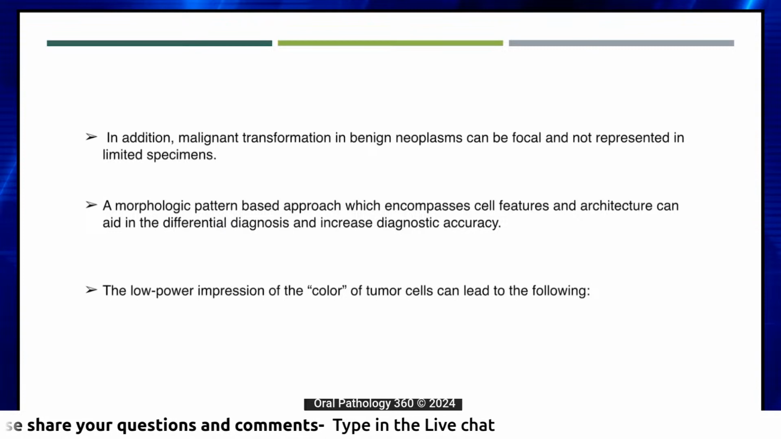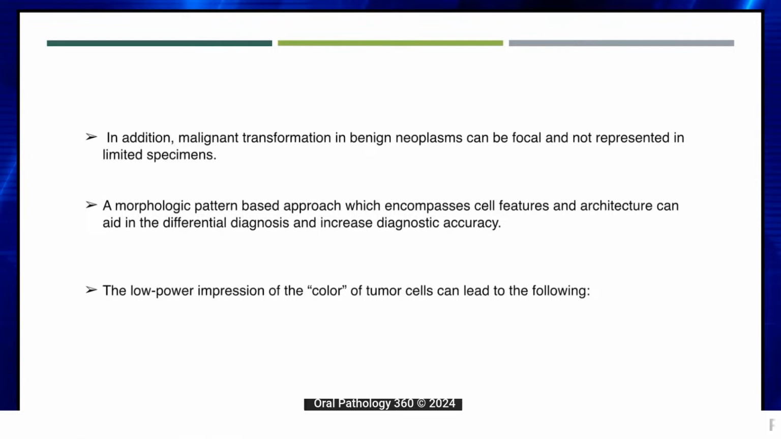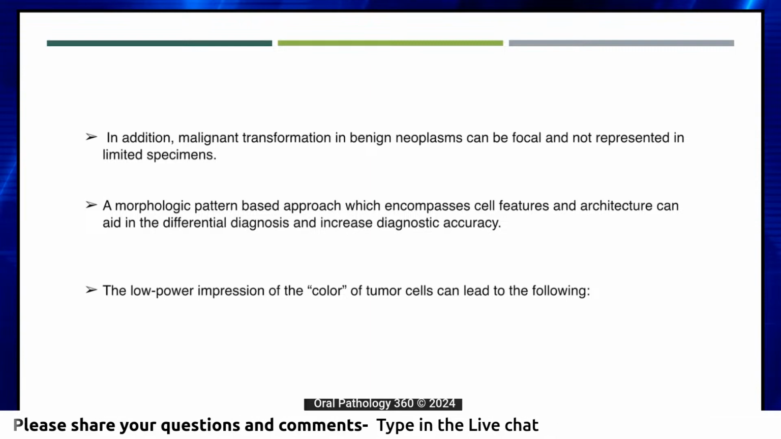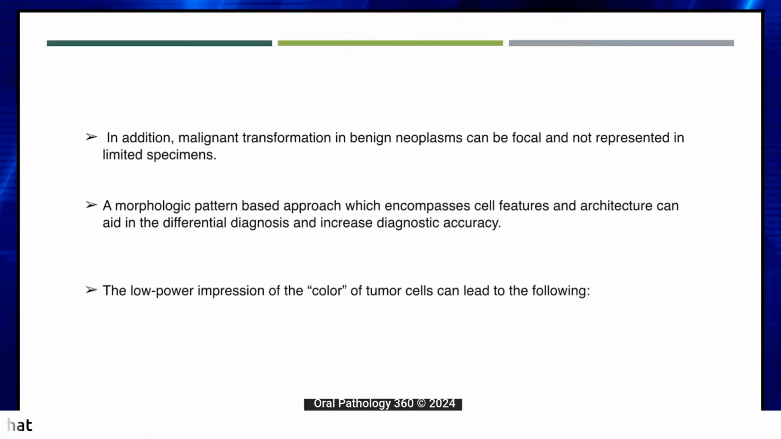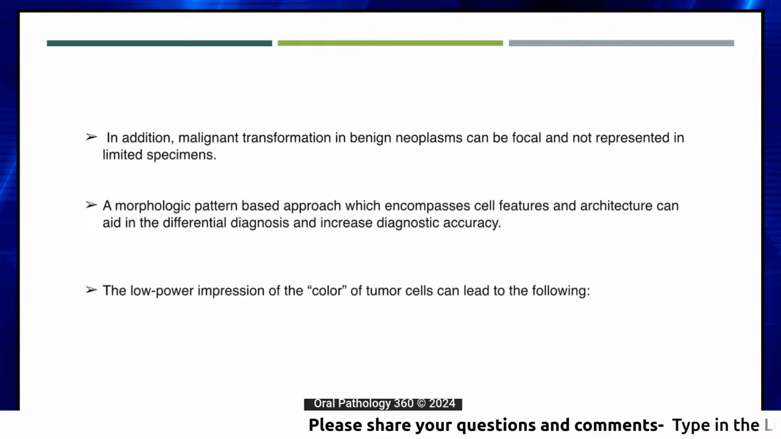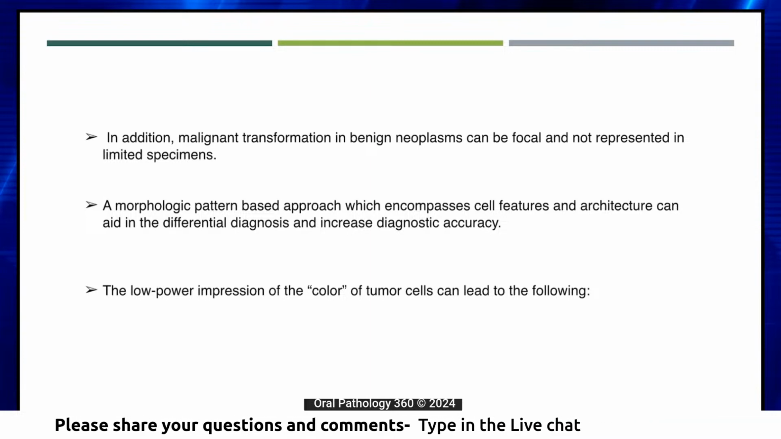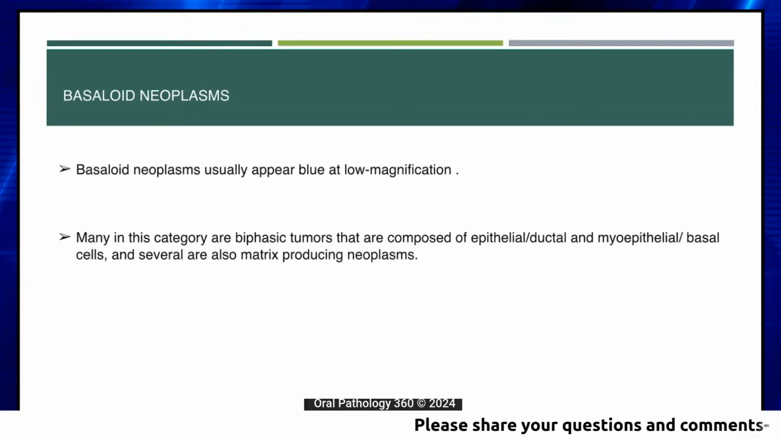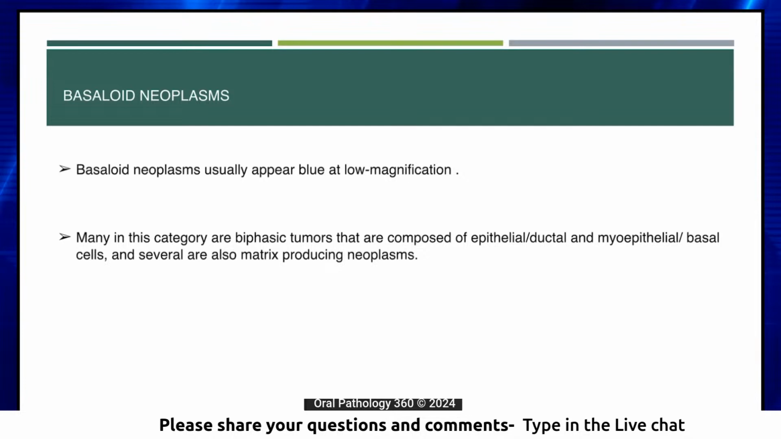Malignant transformation in benign neoplasms may be focal and not adequately represented in limited specimens, further complicating accurate diagnosis. Adopting a morphological pattern-based approach that considers cell features and architectures becomes crucial in navigating the differential diagnosis and enhancing diagnostic accuracy. Low power impressions capturing the overall color of tumor cells can play a significant role in guiding the subsequent steps of diagnosis.